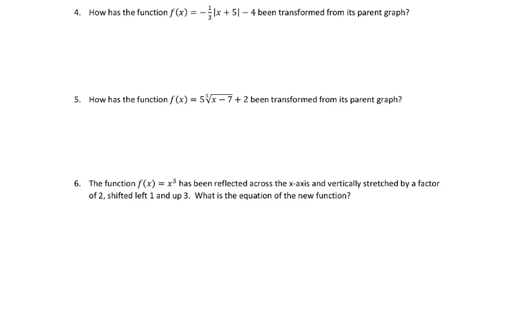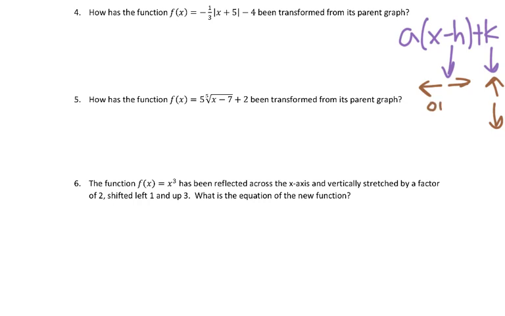So remember, the main form is a times x minus h plus k. K affects going up or going down. H affects going to the right or to the left, and it's opposite. So a negative h goes to the right, positive to the left. Okay, write that down if you need to. Whereas for k, positive goes up, negative goes down.